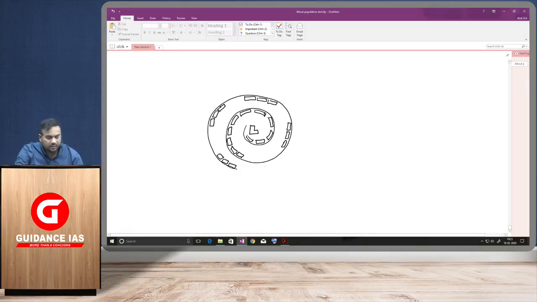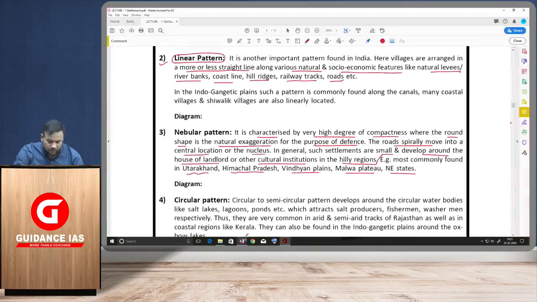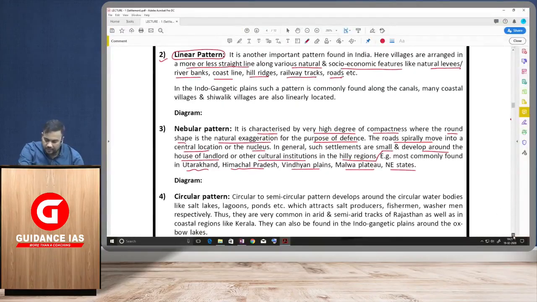Okay? So clearly you can understand this is the top of the hill, and near the top of the hill that cultural institution is located. Surrounding that cultural institution, this type of houses have developed. So this is nebular pattern.